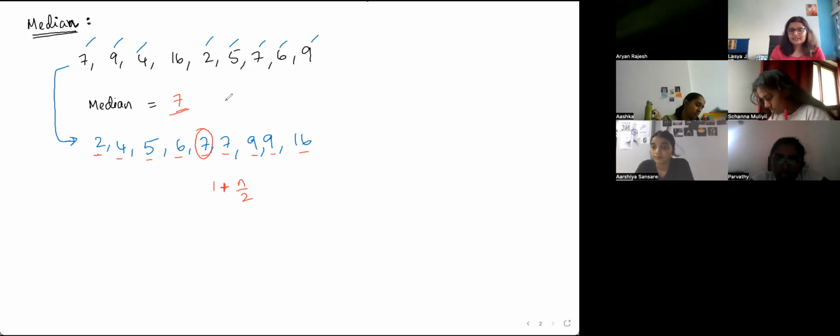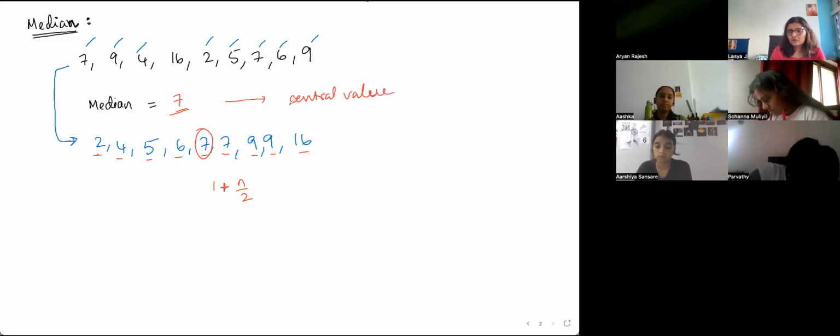Okay. So median is basically whichever is the central value. You just put all the observations in a line, whichever is the centermost. Doesn't matter how many times it's coming up. As long as it's right in the center, that will be the median.